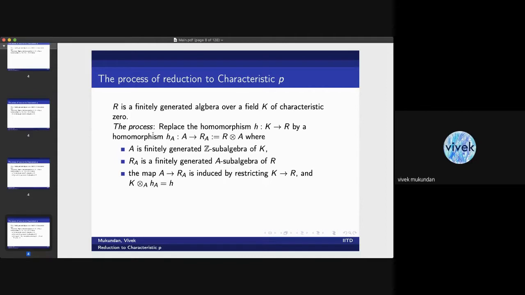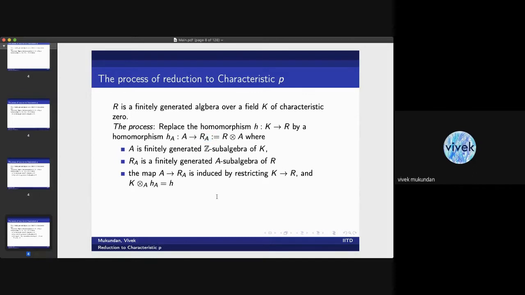So essentially, you're replacing the field K by a finitely generated Z-algebra, a subalgebra of K. That's the first step. So you want to push all the properties, all the hypotheses you have on the ring R, all the way to R_A.